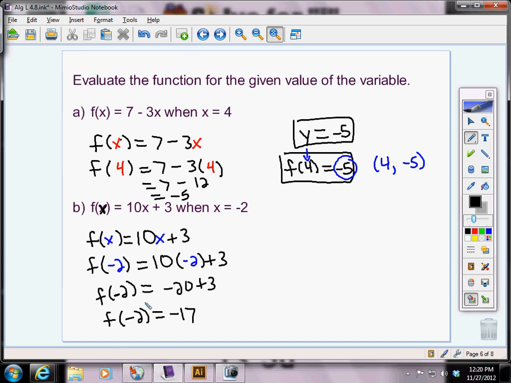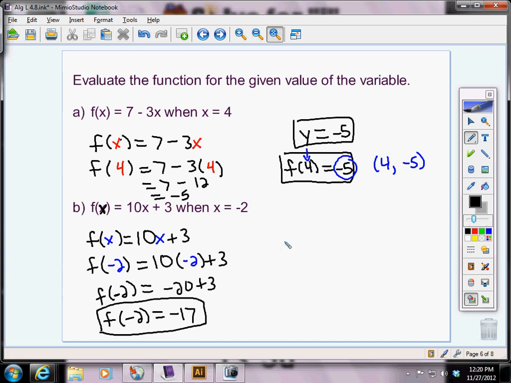Notice we didn't do anything with the f of negative 2. That's just our y. We just substituted negative 2 in and we calculated the answer. But again, function notation says, all right, now I can see my input. What did I input to get a negative 17? I inputted a negative 2. And that's important for when we're going to figure out slope in a second here.